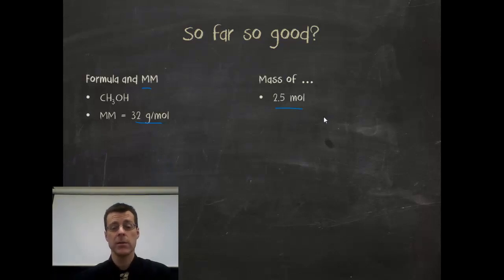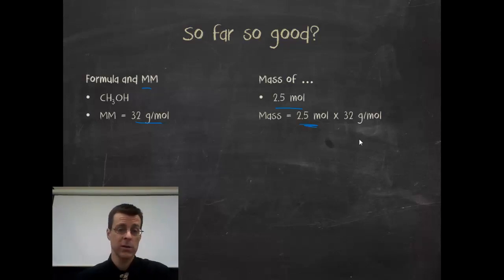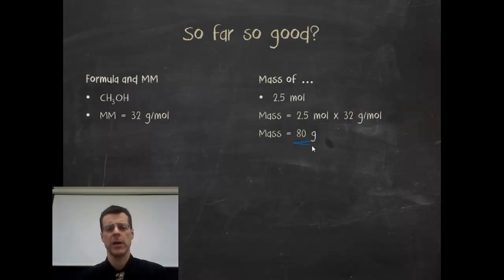with anything else, you would multiply the number of things that you have, the number of packages you have, we're calling the package a mole, times the mass of each package. Okay, so our molar mass is the mass of each package, and I've got 2.5 packages. So multiply it out, 80 grams.